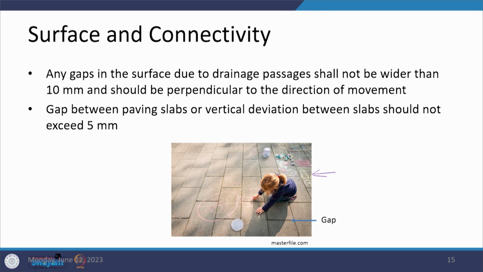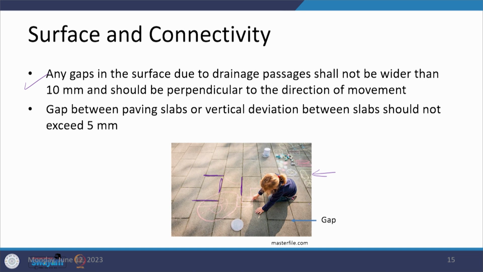But when you are trying to provide this, what we can see is there are these gaps which will be there because we are utilizing the tiles, and similarly there are going to be gaps here. So, in the longitudinal direction as well as the transverse direction these gaps will be there. So, the first point it says is that if there are any gaps in the surface due to drainage passage, that shall not be wider than 10 mm and should be perpendicular to the direction of movement.